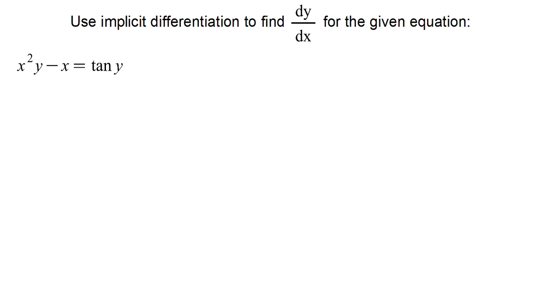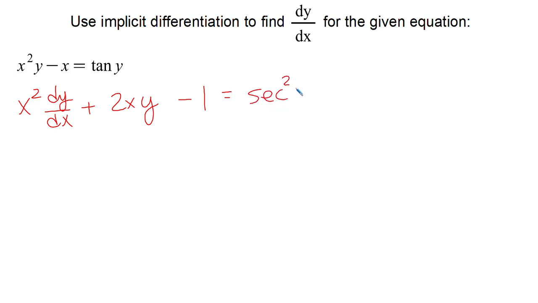Again, we've got a product rule here to start off with, x squared y. So that'll become x squared times the derivative of y with respect to x plus the derivative of x squared times y, right? And that 2xy doesn't get the dy/dx because we didn't take the derivative of the y term in that portion of the product rule. Then we have a minus 1 for the minus x, the derivative of x being 1. And then the derivative of tangent y should be secant squared y times dy/dx, because we're taking the derivative of a term that has y in it.